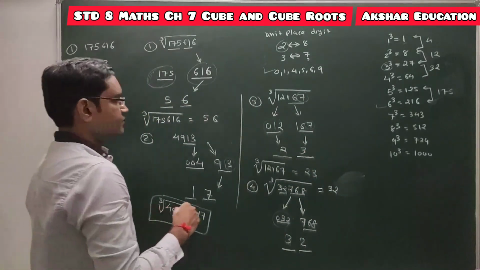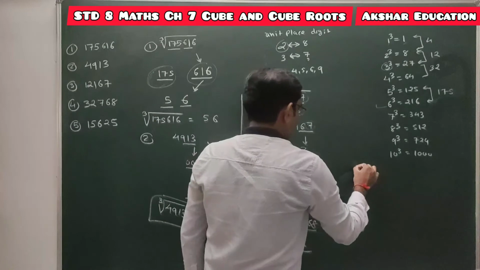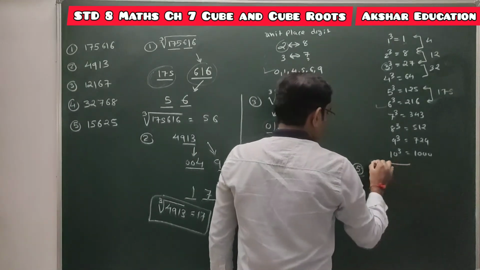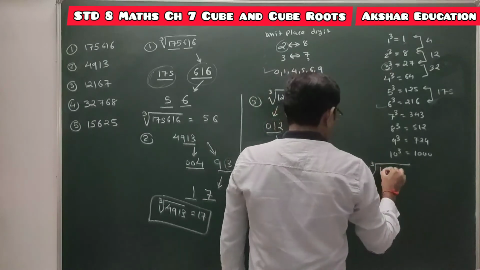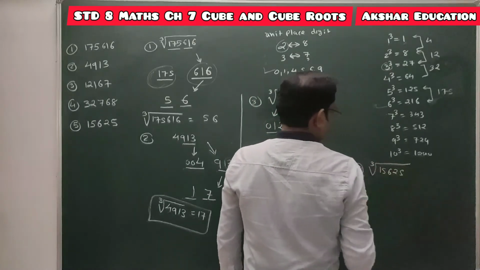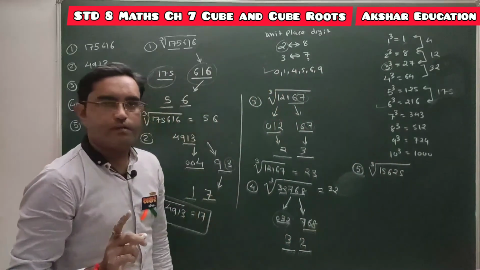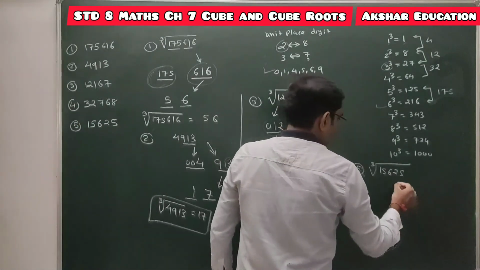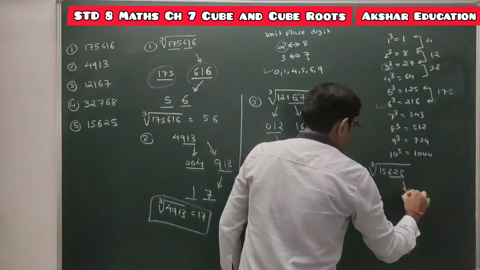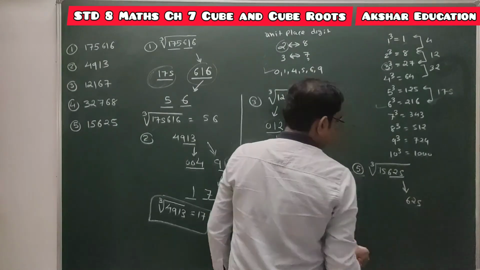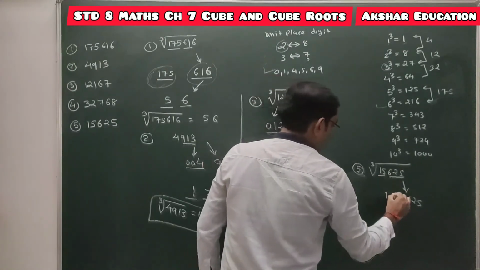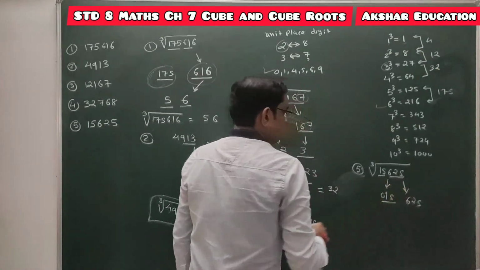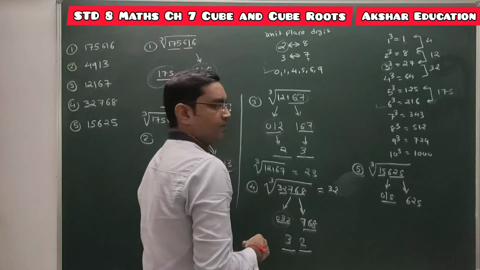Last question, the fifth one. Here you have to find the cube root of 15625. Now everyone must have got it, right? What to do? First step is to make groups of 3 digits. So the first group is 625, the second group is 15, add a 0, so it's 015. So the first step is complete, making the groups of 3 digits.